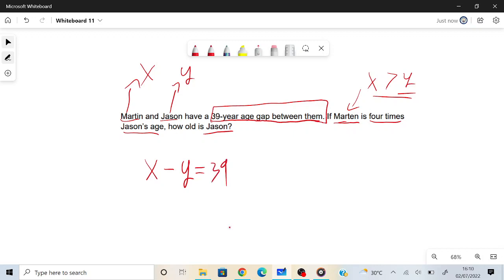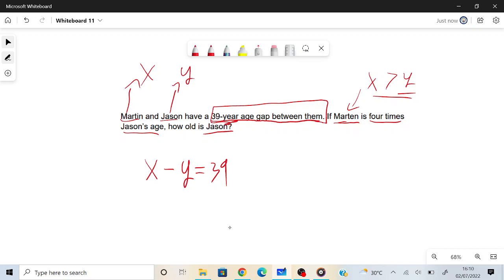Again, I'll repeat it. They said it has a 39-year age gap, and since Martin is the older one, this simply means that if you subtract the younger one's age from the older one's, you should get a difference of 39. So in this case, x minus y is 39.